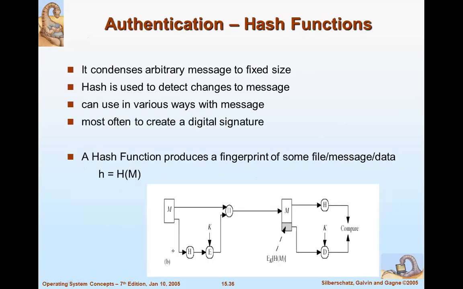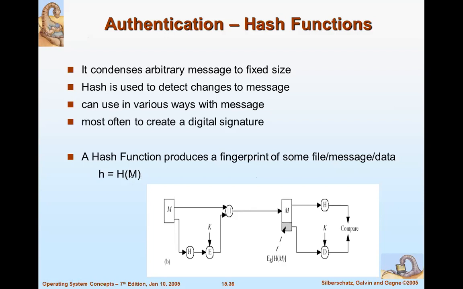Here you can see in this diagram as well, we have the message. It condenses an arbitrary message to a fixed size, and the hash is used to detect changes to the message as well. It can be used in various ways. Over here you can see a hash function produces a fingerprint of some file, message or data, where h is equal to the hash, and then h(m) is the hash applied on a message.